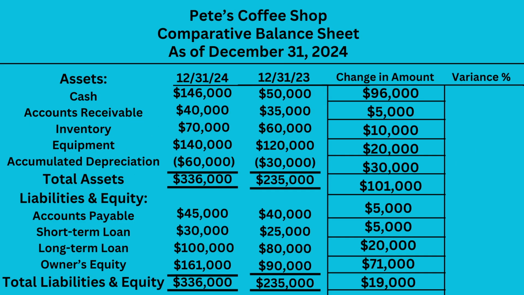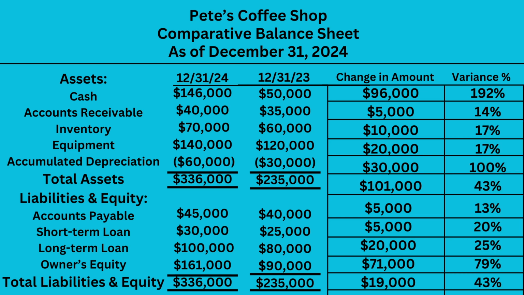We use the 2023 balance since that's the year that we want to compare it with. If we apply this formula to the cash account, we get a variance of 192%, 96,000 divided by 50,000 times 100. We do accounts receivable in the same way. 5,000 divided by 35,000 times 100 gets us a variance of about 14%. I'm going to fill in the rest of the variance amounts now.